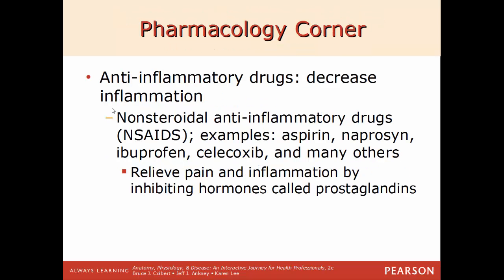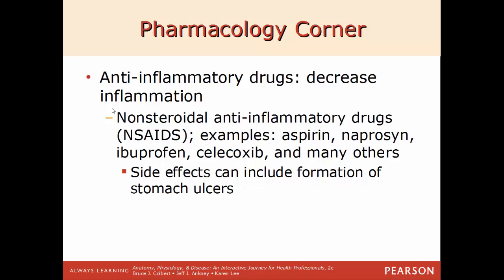All right, we'll end this chapter with our pharmacology corner. Anti-inflammatory drugs, like the name implies, will decrease inflammation. A common type of this are the NSAIDs, non-steroidal anti-inflammatory drugs. Some examples of NSAIDs: aspirin, ibuprofen. These act to relieve pain and inflammation by inhibiting hormones called prostaglandins. Now, some common side effects of these types of drugs are the formation of stomach ulcers.